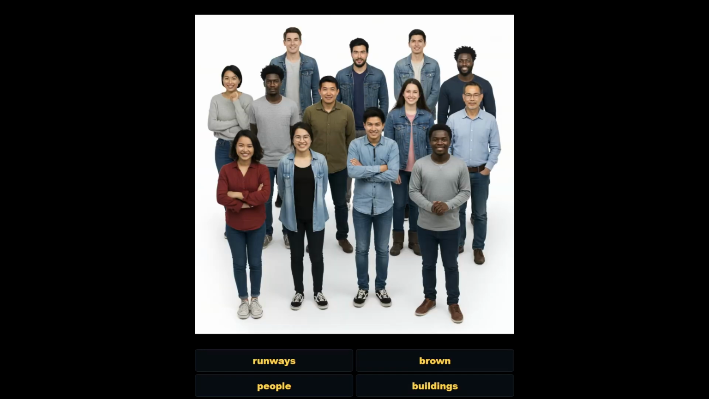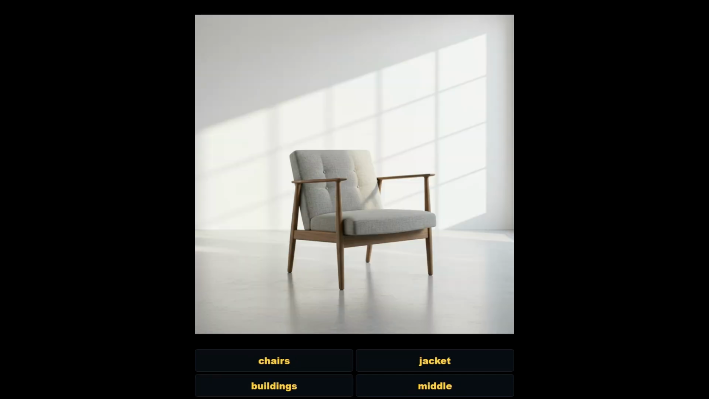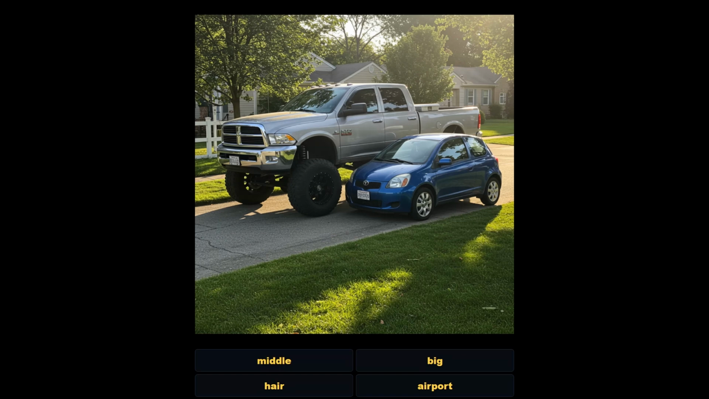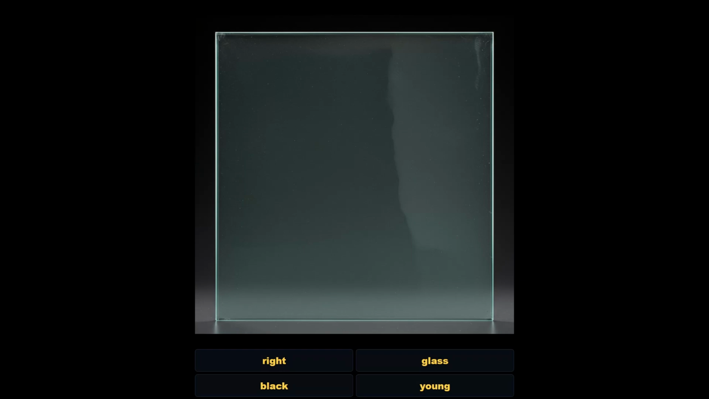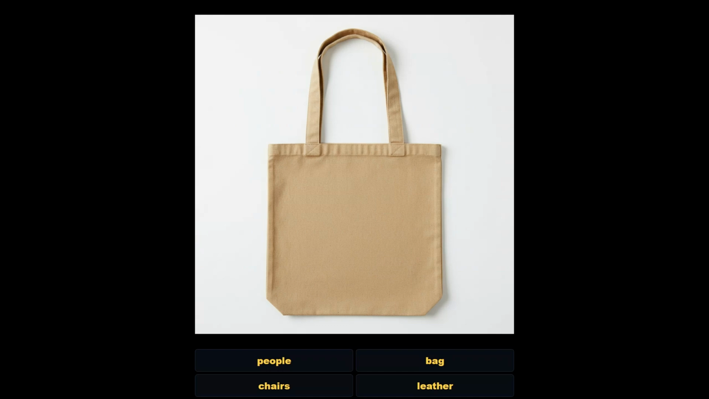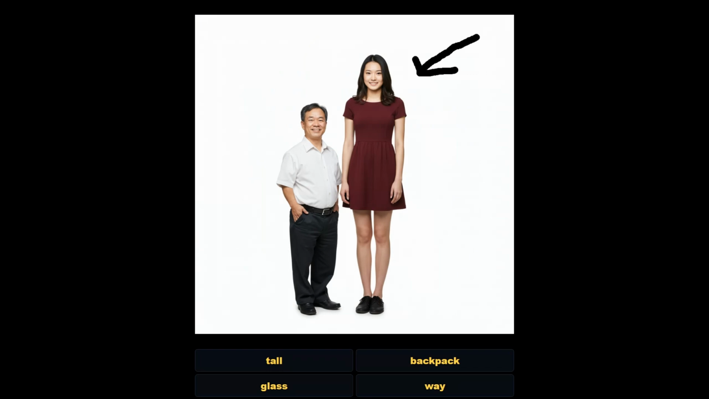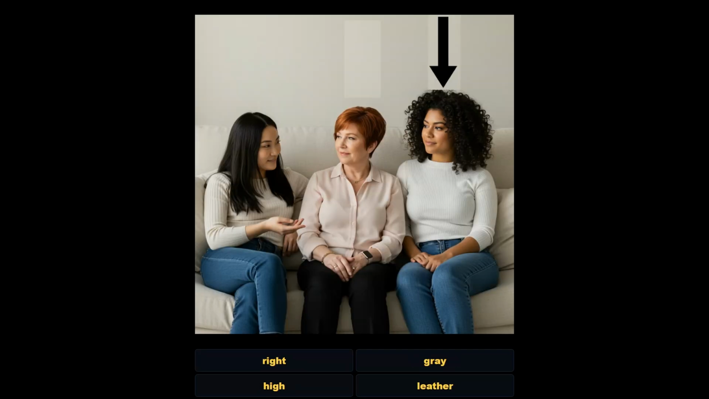What are those? Those are people. What is that? That is a chair. If you had more than one chair, those are chairs. What is that? That is a big truck. What is that? That is glass. What is that? That is a bag. What is that? That is a tall girl. What is that? That is a woman sitting on the right.